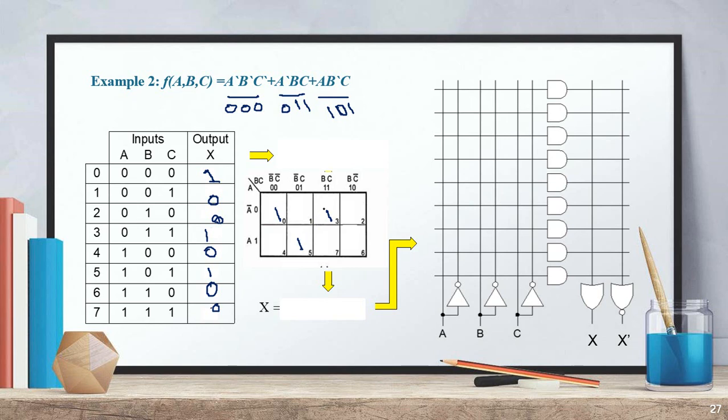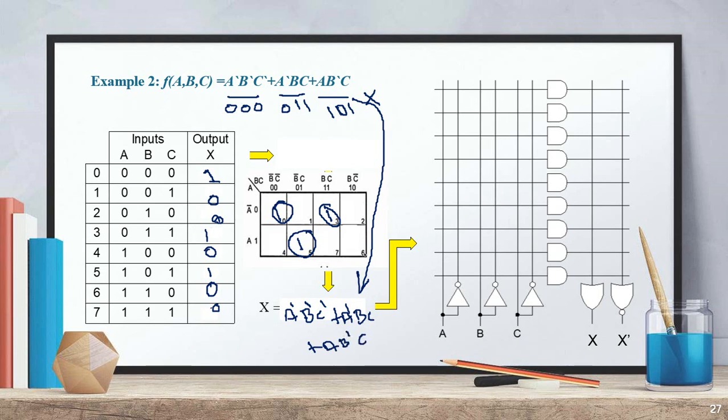Listen carefully. In this case, we don't have any grouping possible. So this 3 cannot be grouped with anywhere. This is a single, this is also single, and this is also single, because I cannot do any diagonal. So this particular equation cannot be simplified. So whatever answer we have, the same equation I have to get here. So my equation is A bar B bar C bar plus A bar B C plus A B bar C.